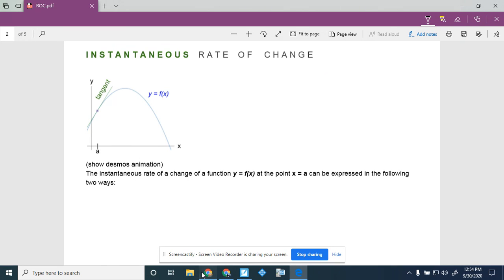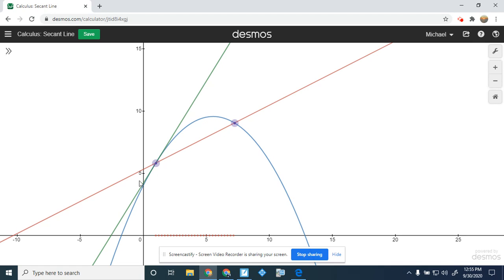All right, so let me show you a little Desmos animation here. So this red line here would be the secant line. The slope of that line would represent the average rate of change over this interval here, right, between these 2 points. This green line is a tangent line. The slope of that line represents the instantaneous rate of change at this point right here.